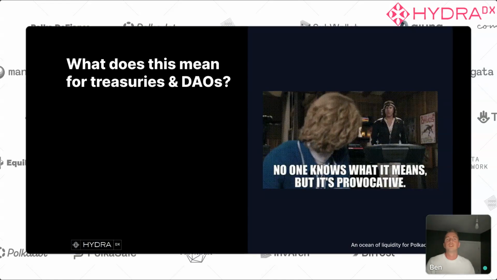But what does this mean for treasuries and DAOs, right? Like, no one knows what it means. But no, really, how can we utilize these features best, or how can treasuries utilize these features best, right?